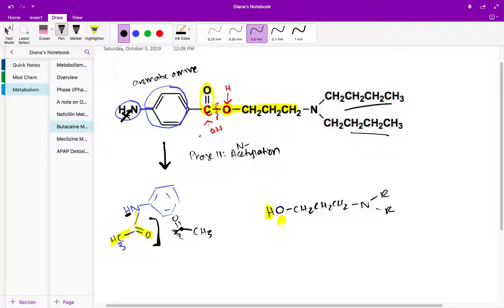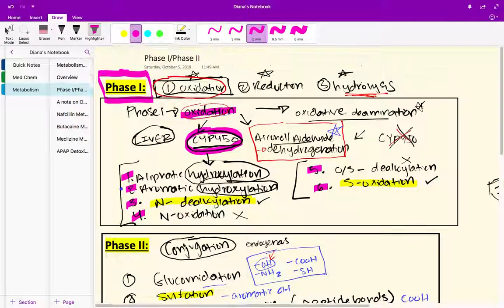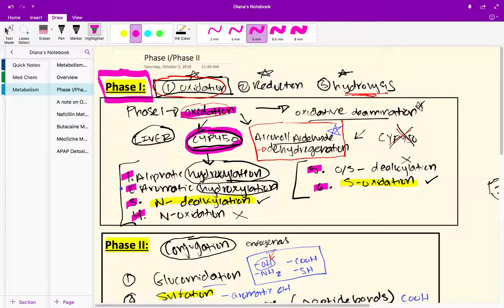Another reaction that you'll see here, besides, so we already talked about phase 1 ester hydrolysis, we talked about phase 2 N-acetylation. Now we're going to talk about phase 1 N-dealkylation. So phase 1 N-dealkylation is going to occur whenever you have a carbon-nitrogen bond, but you want to make sure the carbon has at least one hydrogen on it. Otherwise, oxidation cannot occur. And we know that N-dealkylation is under our broader umbrella of oxidation reactions.